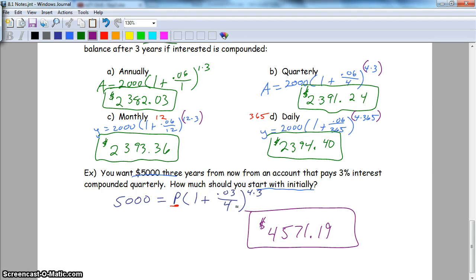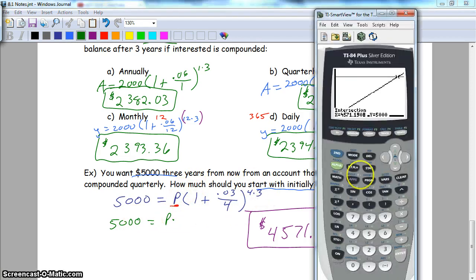There it is there. You start with a little bit of money, it's going to take a long time for it to grow. Anyways, that's the hard way, really. We had to think about how to make the graph show up and everything else. Here's the other way. What we got here is 5,000 equals P times. Now this whole thing can be put in our calculator, right? Check it out. Let's go to our home screen. Parentheses 1 plus 0.03 divided by 4 to the 12th power.